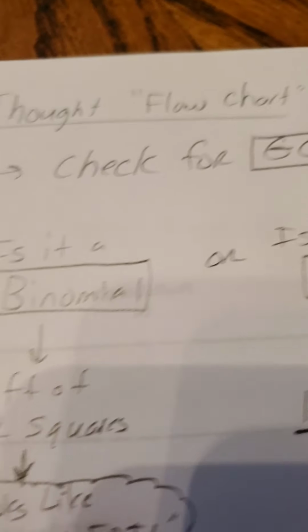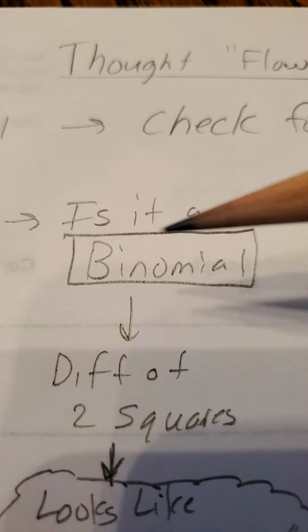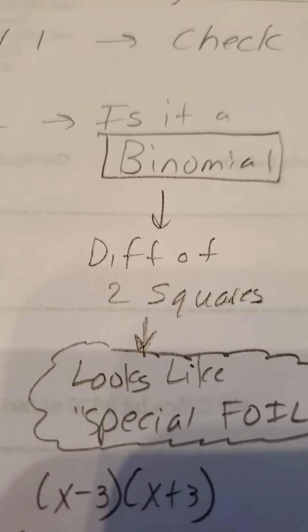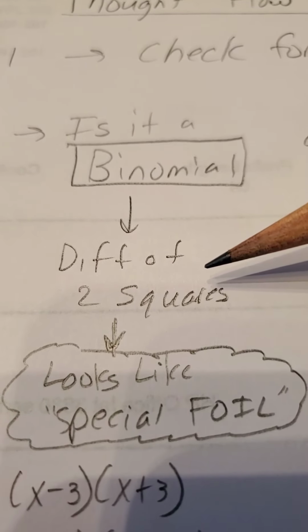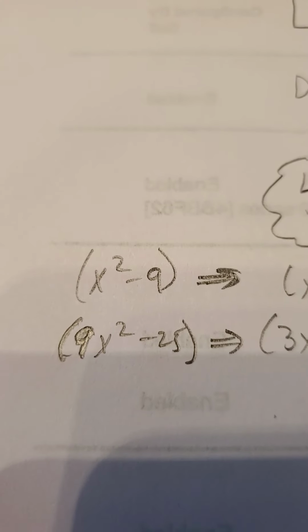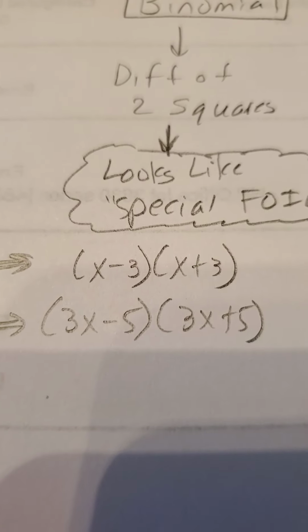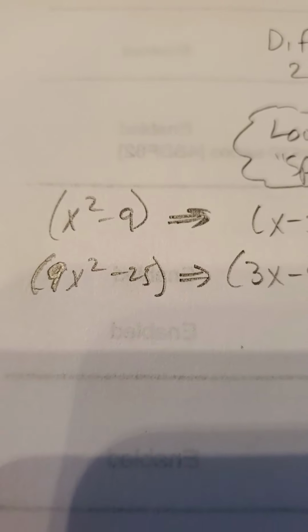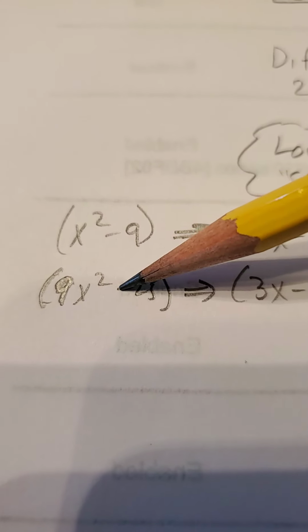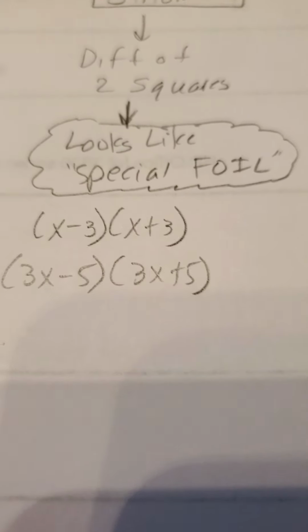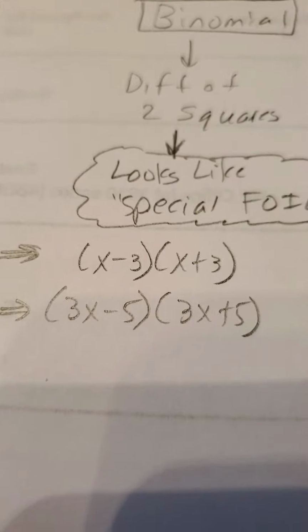If it's not a GCF, then you go to level 2 and you look and see, is it a binomial or a trinomial? If it's a binomial, it has to be a difference of 2 perfect squares, and a difference of 2 perfect squares looks like what I call special FOIL. So in this case, x squared minus 9 would go into x minus 3, x plus 3. Or in a bigger problem like 9x squared minus 25, that's a difference of 2 perfect squares. It goes into 3x minus 5, 3x plus 5. Those are the ones that most students are the most comfortable with.